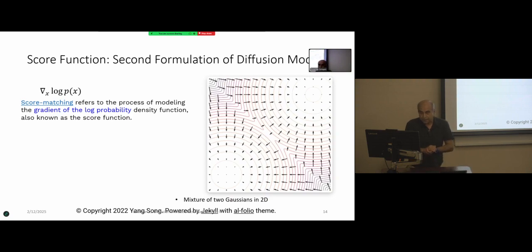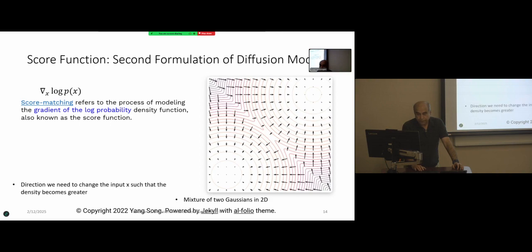Okay, so suppose here is a mixture of two Gaussians. So the probability density function has only two Gaussians, one here and one there. In 2 dimensions, it looks like that. The score function, or score matching, shows the gradient, the direction where you should move to maximize this density. So this is giving you a direction.